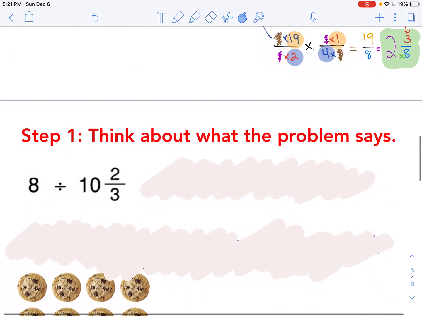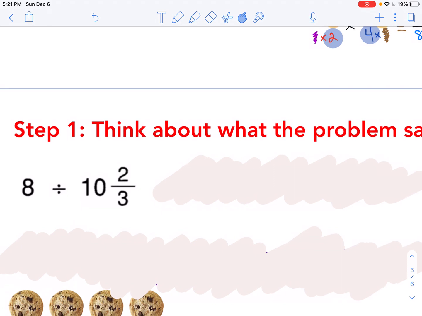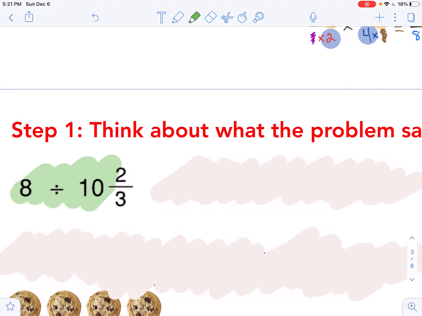So here's the next problem. It says 8 divided by 10 and 2/3. Right? Here it is, 8 divided by 10 and 2/3.